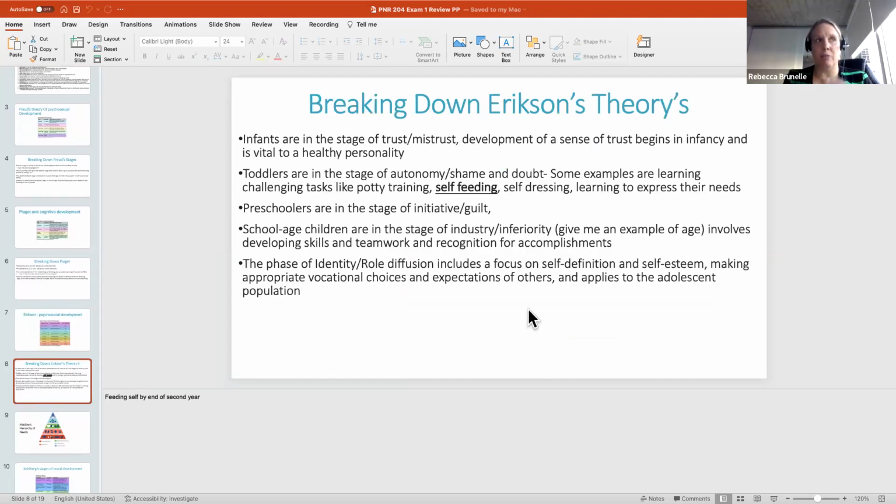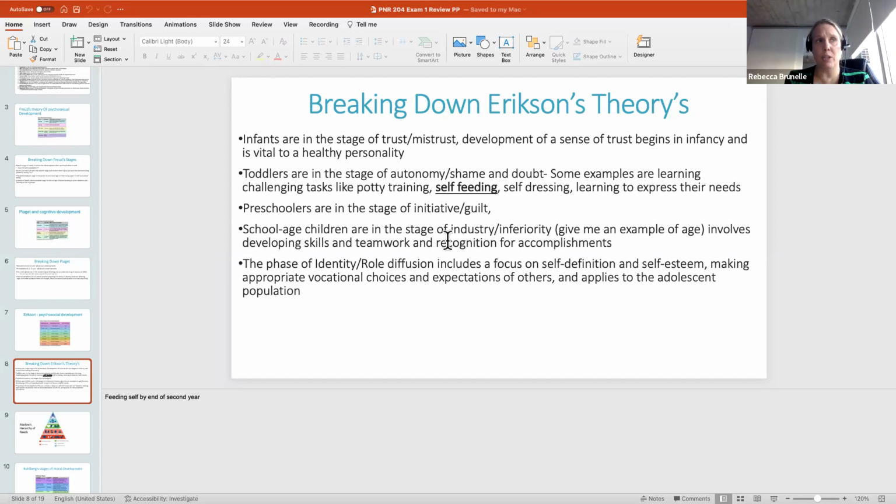So this is reiterating that point. Certain things that toddlers do to develop that sense of independence, they're learning to potty train, they're learning to feed themselves, getting dressed by themselves, etc. Doing those things helps them develop that sense of autonomy.